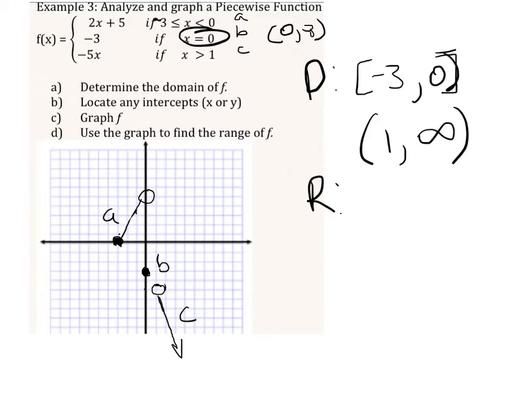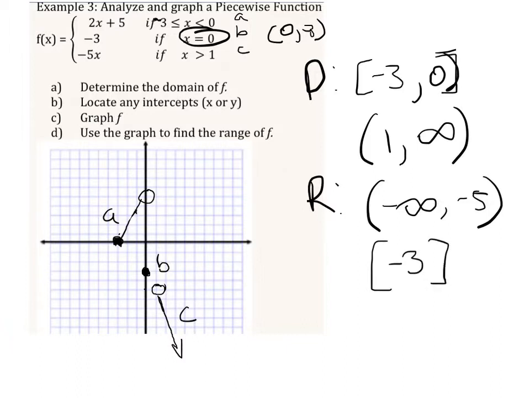So our range starts from -infinity and goes all the way up until -5, but not including -5. So we would say -infinity to -5, and then it jumps to -3 here because there's nothing in between. So we have including -3, and then it jumps again to 0 all the way up to 5.